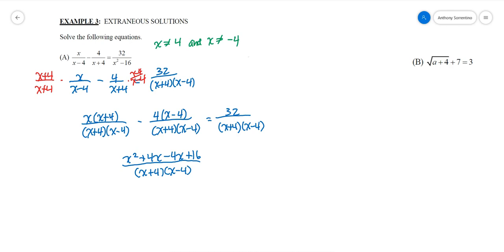And that's me doing several pieces of work all at once. I'm distributing the x here. That gives me the x squared plus 4x. I'm distributing the negative 4 here, so it's negative 4 times x, which is a minus 4x. Negative 4 times negative 4 is a plus 16. I didn't combine any like terms, although if I can, these x's would disappear.